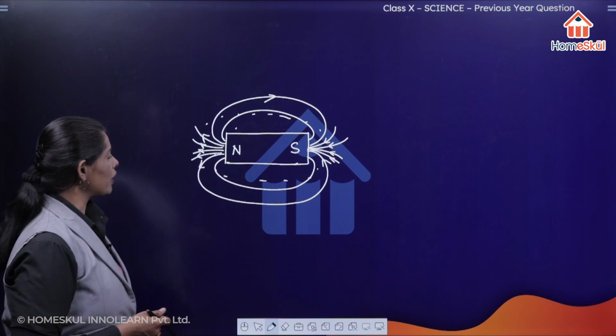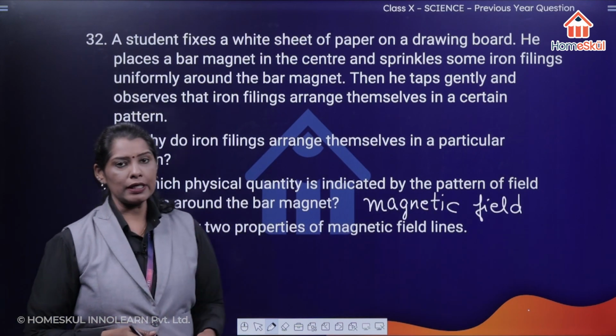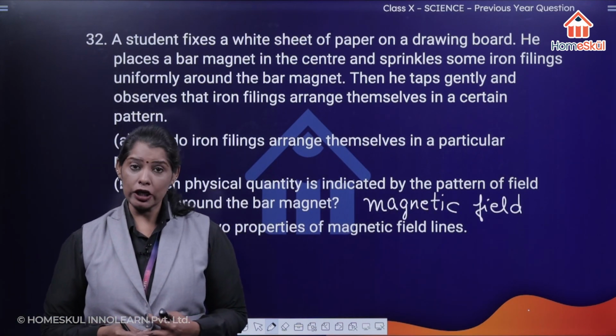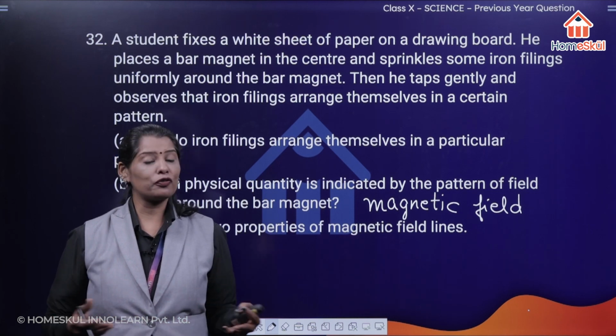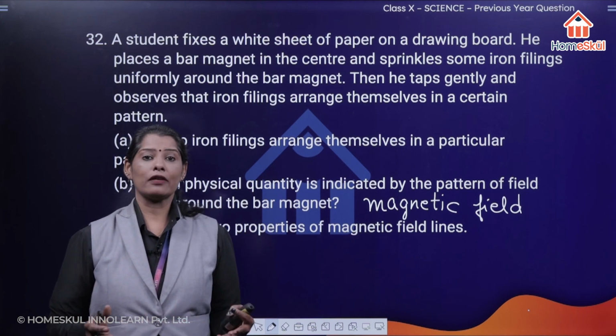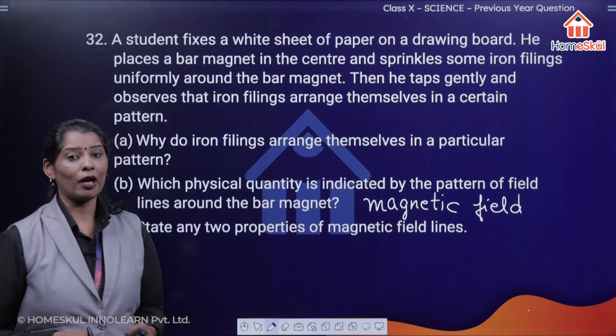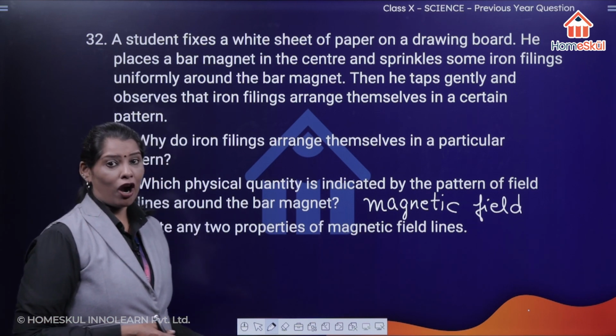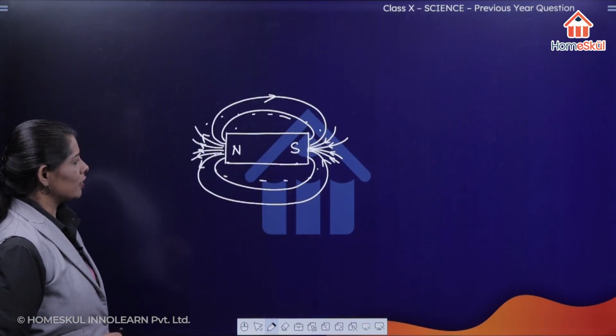So, as per the question, we have to mention any two properties. Out of these four, you can mention any two properties. The simplest one, no two field lines will ever intersect each other. And of course, the magnetic field lines will always form closed curves or concentric circles.